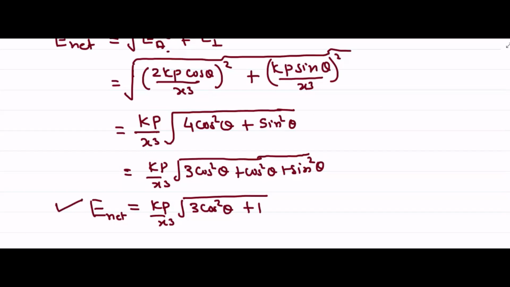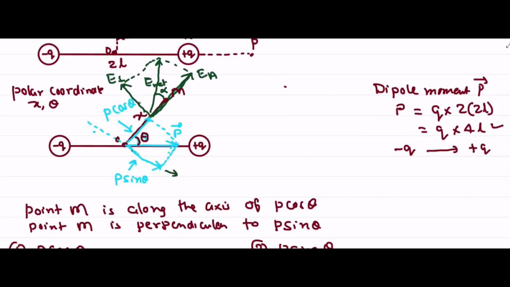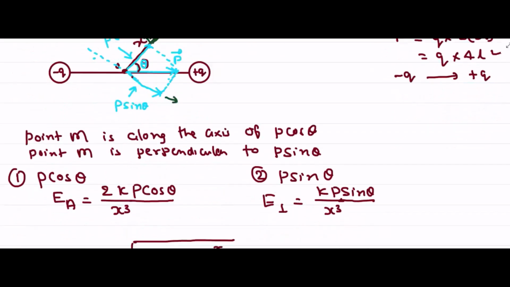Now let us look at finding out the angle alpha. So coming back to this diagram, angle alpha, this E perpendicular, I can show it over here. This is E perpendicular. So tan alpha will be E perpendicular upon EA. Tan alpha is opposite side upon adjacent side. So tan alpha will be E perpendicular upon EA. So let us use that calculation.